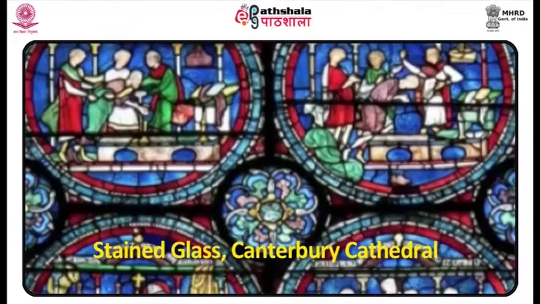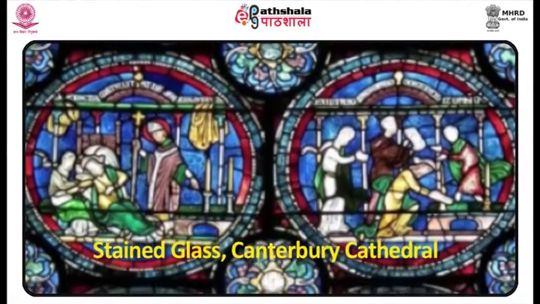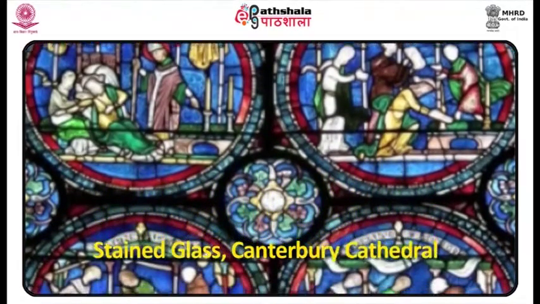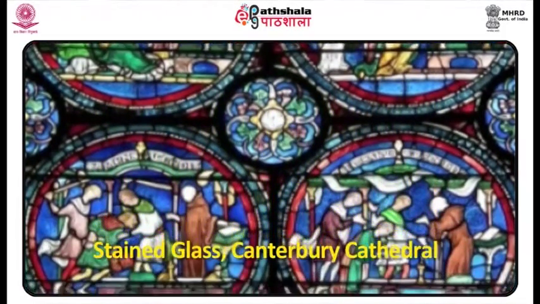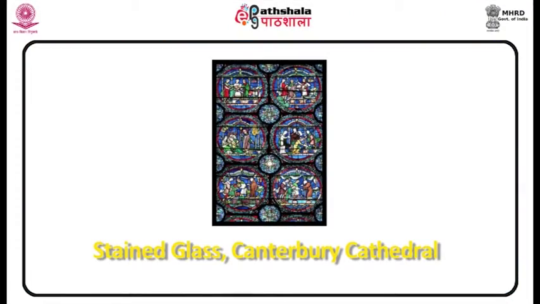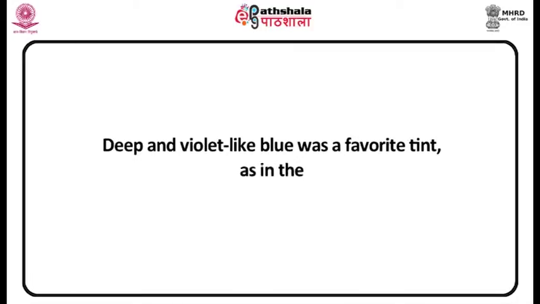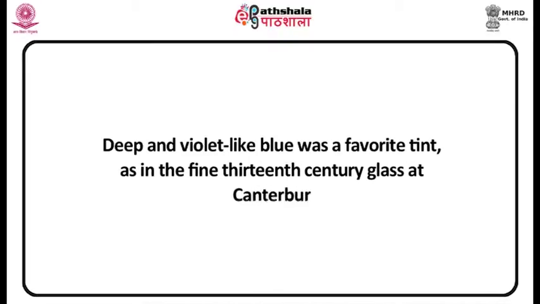Stained glass rapidly increased in importance, the pieces being small and leaded up in such patterns as almost to suggest the cubic formation of mosaic. A general tone of color pervades the windows, and an unrivaled deep and violet-like blue was a favorite tint, as in the fine 13th century glass at the Canterbury Cathedral.